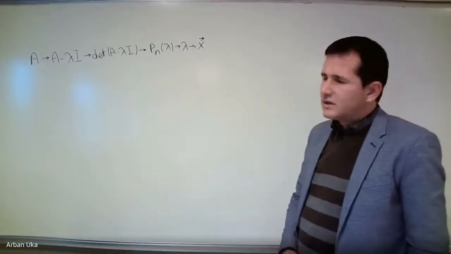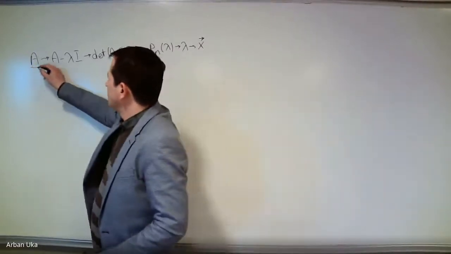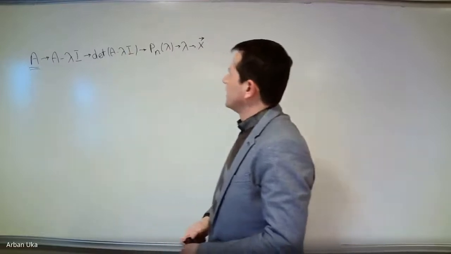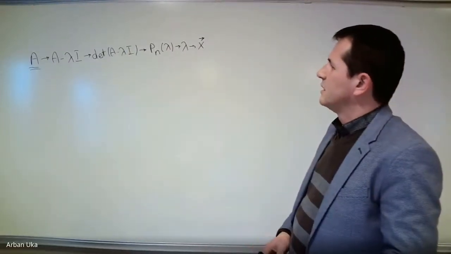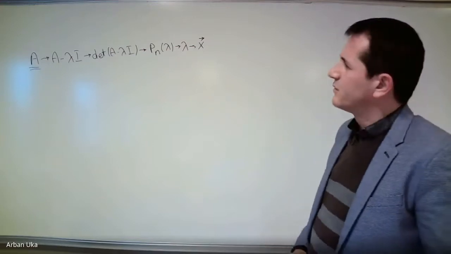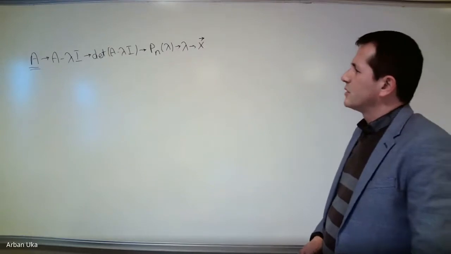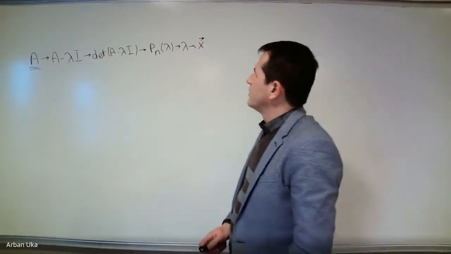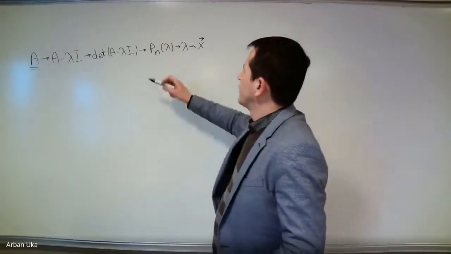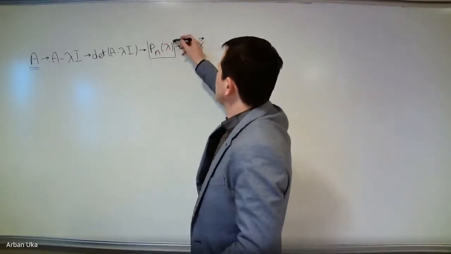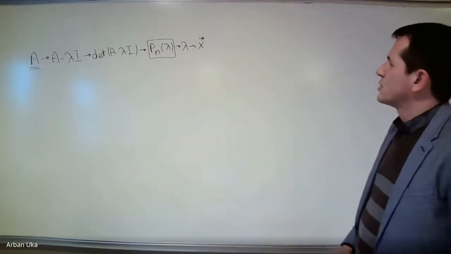So when we are dealing with the diagonalization, we are given a matrix A that we want to diagonalize. Then we subtract A minus lambda I. So we subtract the lambda only for the diagonal terms. Then we write down the determinant of the matrix A minus lambda I. From the determinant, we get the polynomial of degree n in lambda, the roots of this.